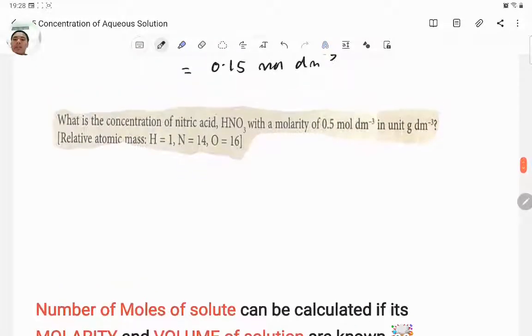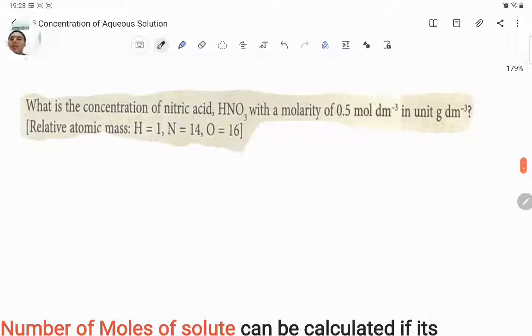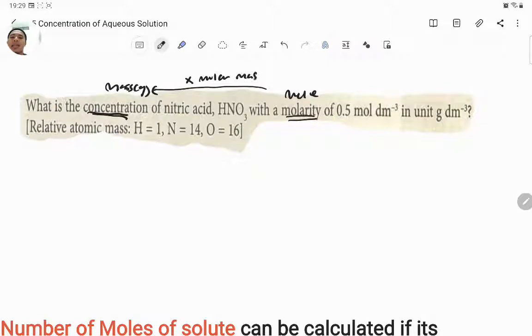Kita pergi kepada example yang kedua. What is the concentration of nitric acid with a molarity of 0.5 mol dm3 in unit gram dm3? So sekarang ni dia nak concentration. The given is molarity. So from molarity mole to mass, gram. So from mole to mass, kita akan multiply with molar mass.